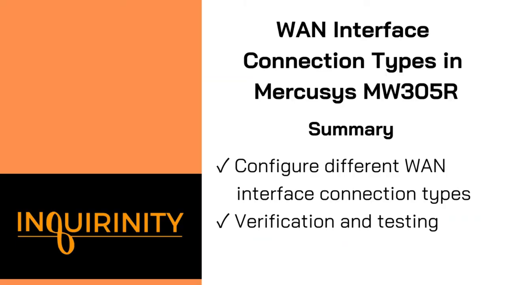So in this video, WAN interface connection types in Mercusys MW305R, we have configured 5 connection types for our WAN interface. We have options for static IP, dynamic IP, PPPoE, L2TP, and PPTP. We have verified and tested that on each connection type, we are able to successfully connect to internet addresses.